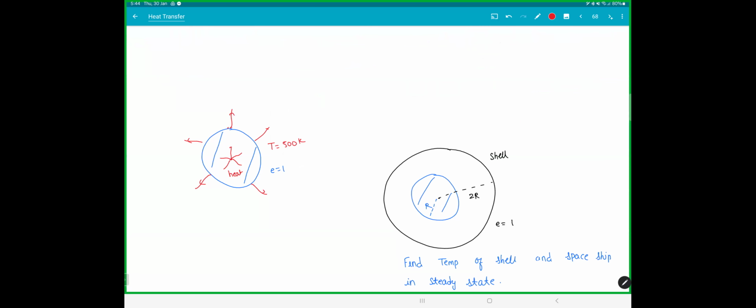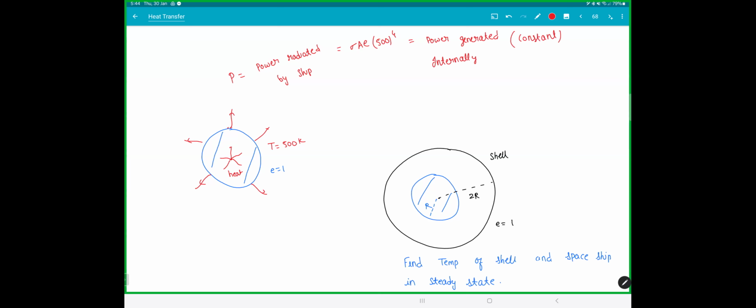Now my idea is, what is the power radiated from the surface? So can I say like this? The power radiated by the ship is sigma A T to the power 4, with T equal to 500. This must be the power escaping, or you can say this is the power generated internally. Let's call this value P. And this is constant.